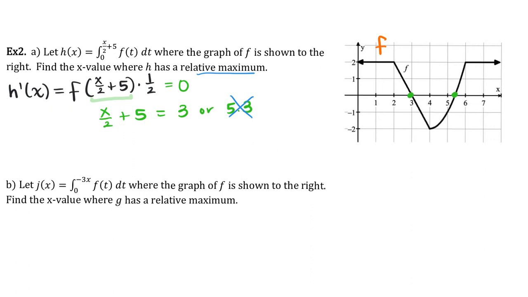So now I'm going to solve this equation for x. That's going to tell me where h prime is going to change from positive to negative. So I'm going to minus the 5, and I get x equals -4. So x equals -4 is the value where h has a relative maximum because h prime is changing from positive to negative.